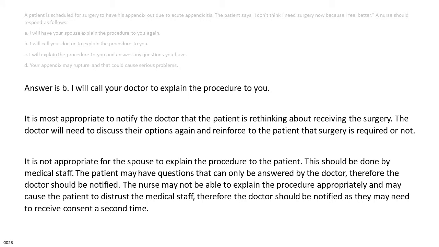Answer is B. I will call your doctor to explain the procedure to you. It is most appropriate to notify the doctor that the patient is rethinking receiving the surgery. The doctor will need to discuss their options again and reinforce to the patient whether surgery is required or not. It is not appropriate for the spouse to explain the procedure to the patient. This should be done by medical staff. The patient may have questions that can only be answered by the doctor, therefore the doctor should be notified. The nurse may not be able to explain the procedure appropriately and may cause the patient to distrust the medical staff, therefore the doctor should be notified as they may need to receive consent a second time.